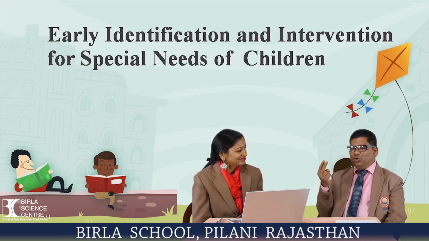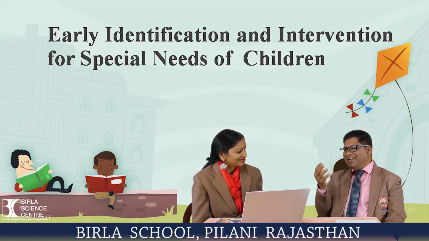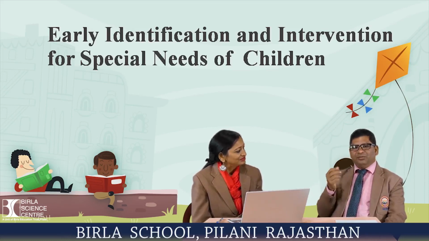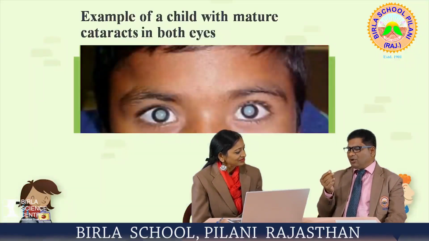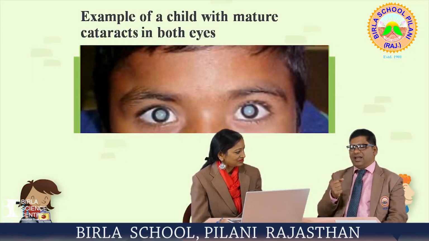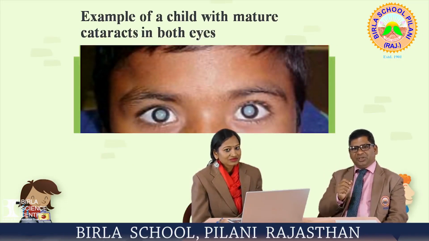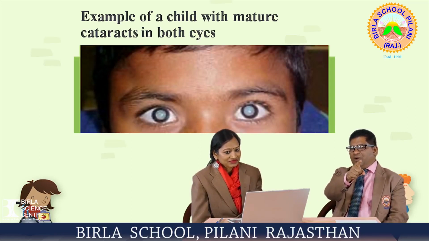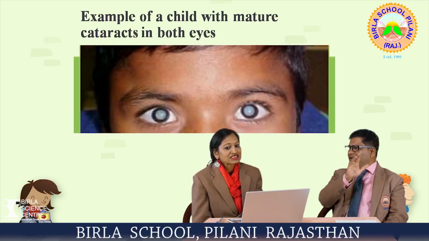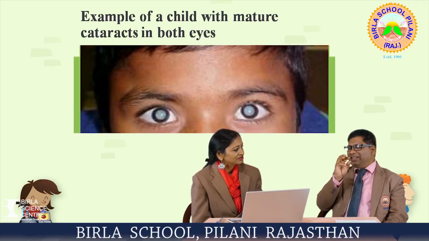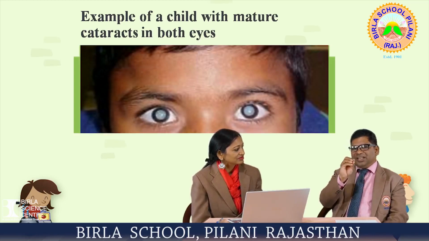I want to quote two examples, which are very critical to understand why early identification is important. In one example, I am talking about a child, 13 years old. He had mature cataracts in both of his eyes. You see in this picture, the lenses are very opaque. So he was not able to see anything because of this mature cataract. And there is a very simple surgery; the child was in need of replacement of those lenses.